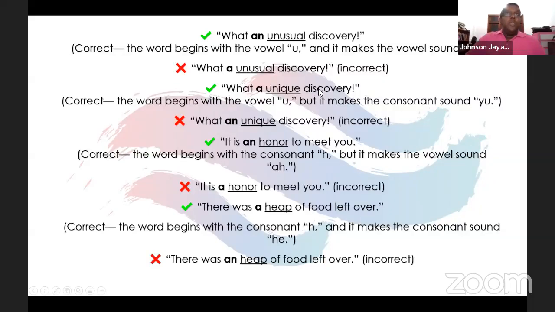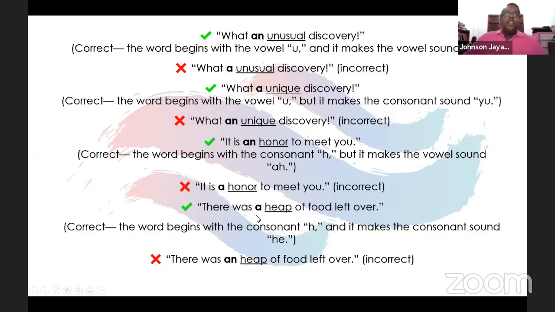What a unique discovery. Now here why? Because you're going to have the Y sound. It's a consonant sound. See here, it says "you", so Y sound. So you're going to be saying "a unique". Okay, next one. It is an honor, right? H, but that H sound is not there. There's an O sound, honor. What an honor. So a vowel sound. So you're going to be putting "an".